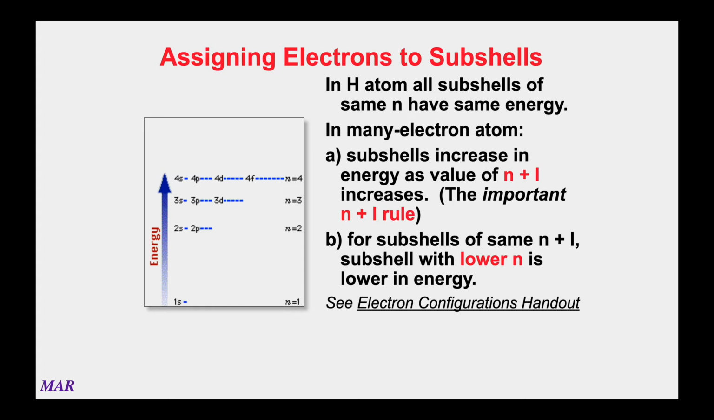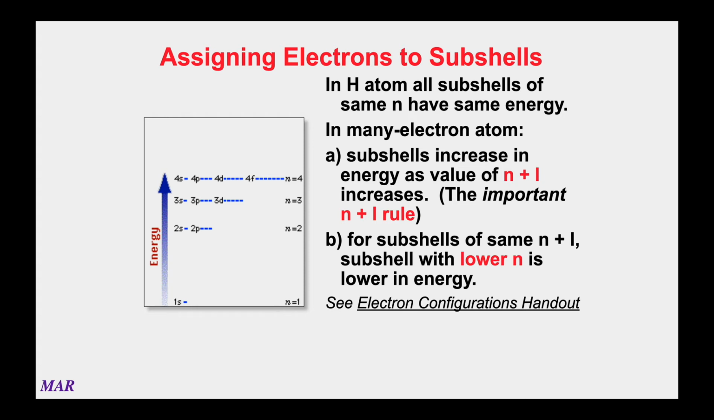So for example, 4s and 3p are going to have the same n plus l value. The lower n is filled in first, and the higher n would be filled in last. So 3p would be filled in before 4s, and we'll see this here in a little bit.